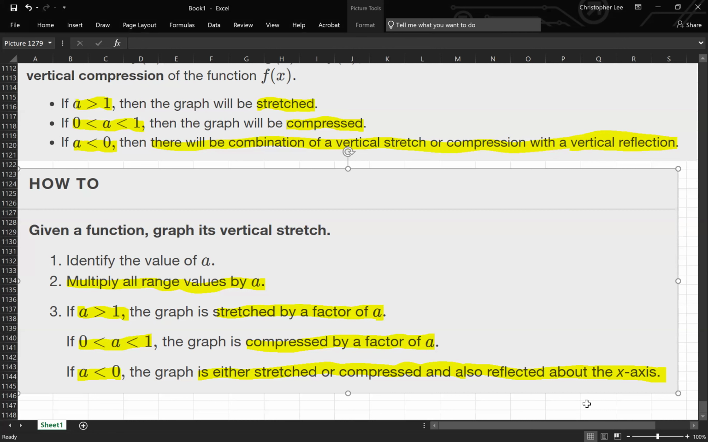So if a is greater than 1, the graph is stretched by a factor of a. If a is between 0 and 1, the graph is compressed by a factor of a. And if a is less than 0, then you already know it's going to be either a stretch or a compression, but it's also going to be a reflection over the x-axis, excuse me.